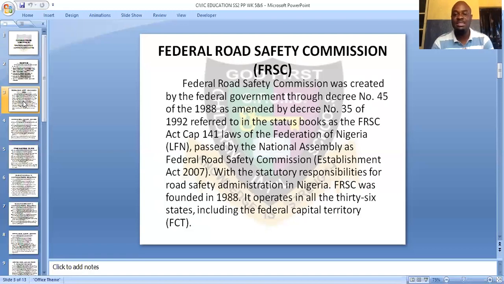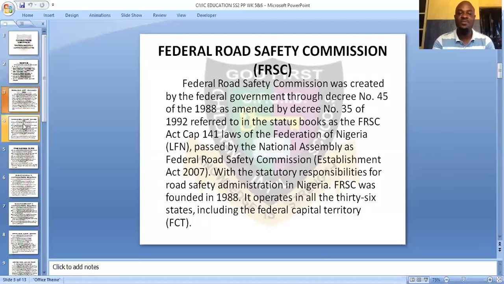All that means is that FRSC was formed in 1988 through decree number 45, but was later amended through decree number 35 of 1992. So if I ask you, when was FRSC formed? It was formed in 1988, but was later amended in 1992. And this FRSC operates in all the 36 states, including the Federal Capital Territory.